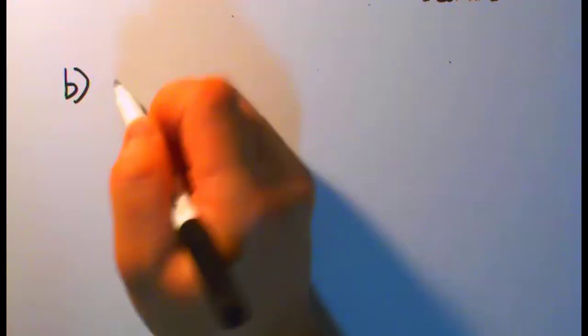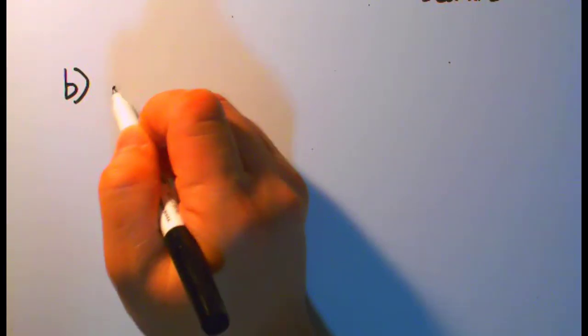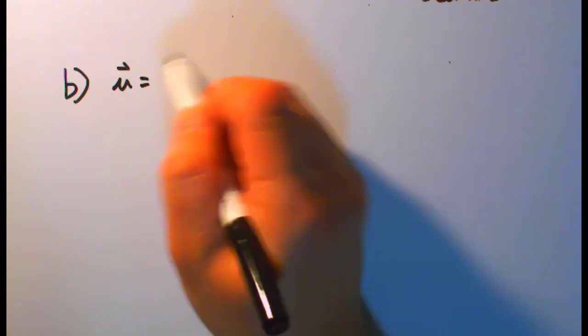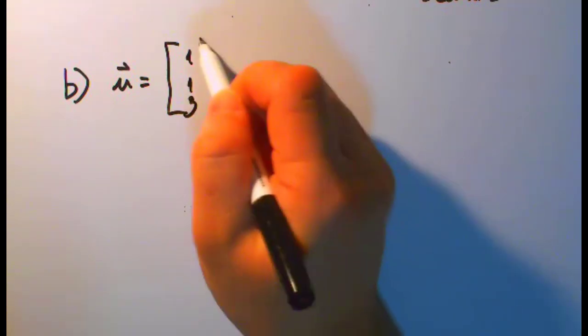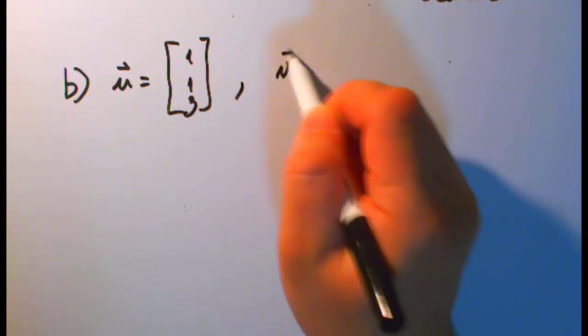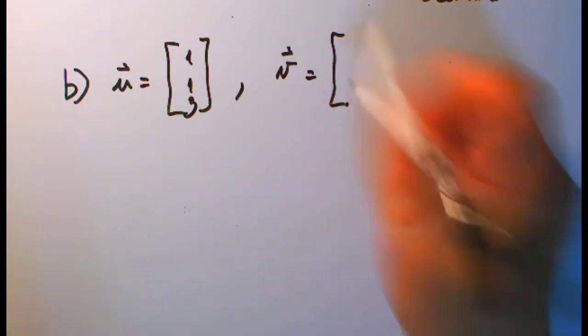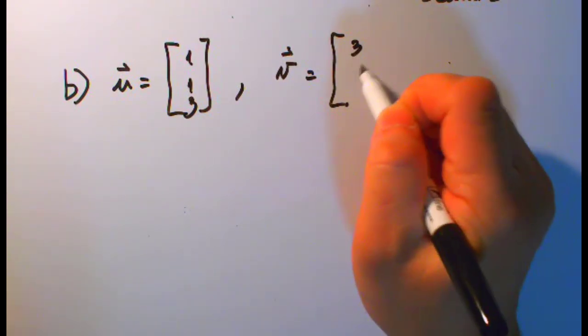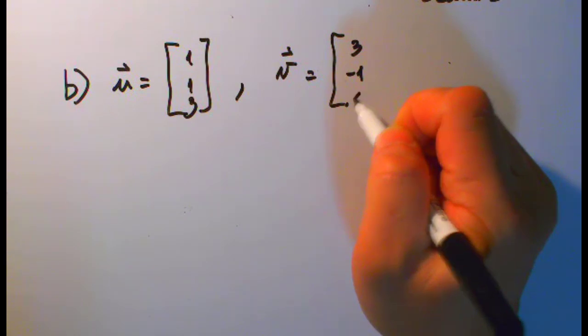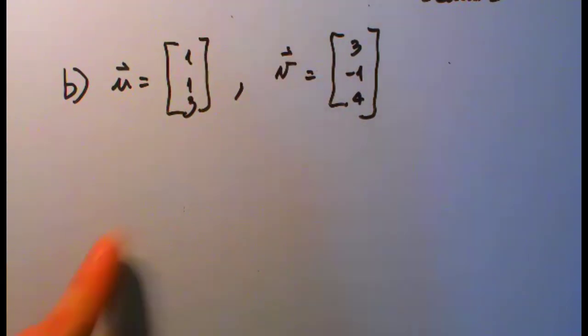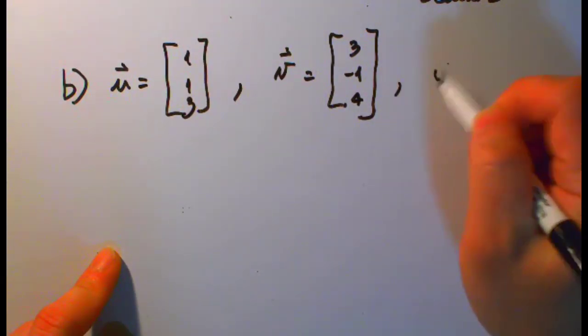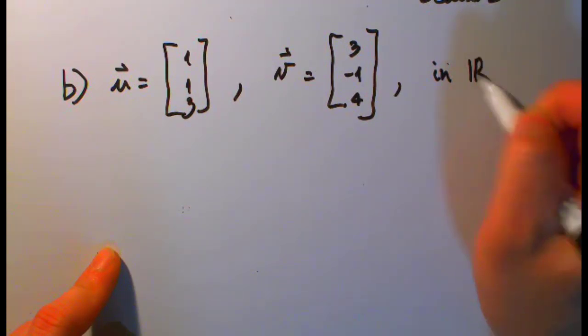In the same example, let's look at how we can find the dot product of vector u being (1, 1, 3) and vector v being (3, -1, 4). So now in part B of the example, obviously our vectors are in R3.